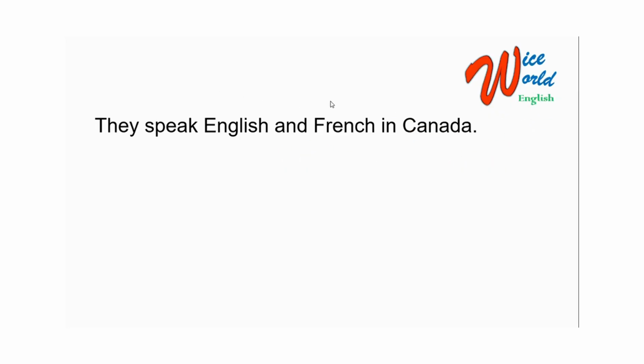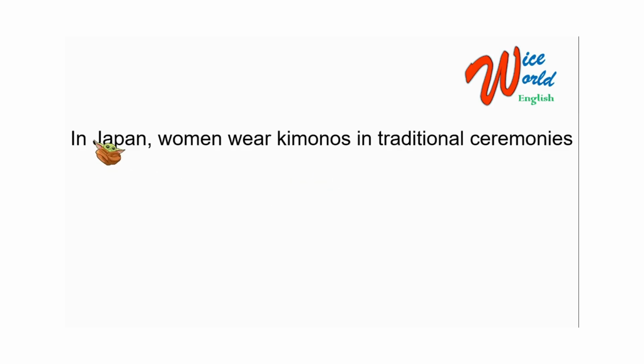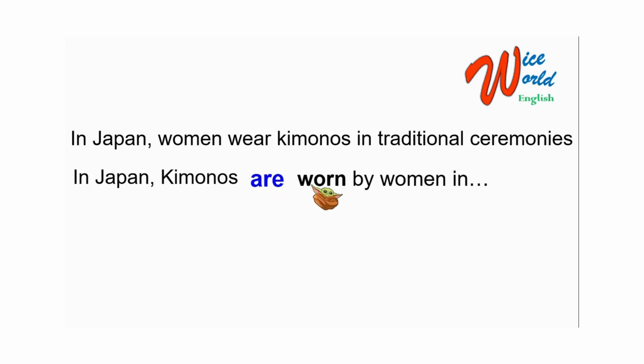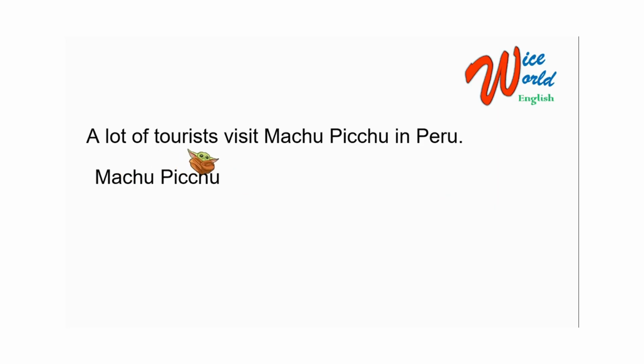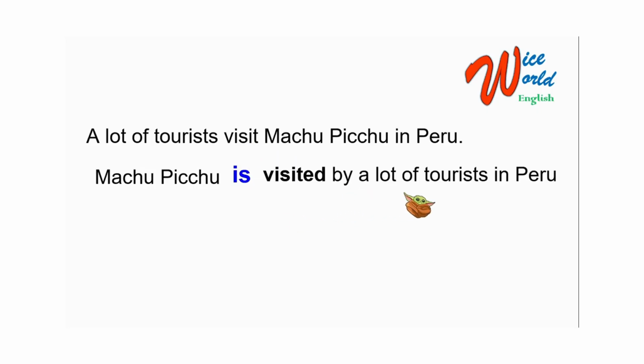I hope you have paused the video, and now let's check the sentences very fast. For example, the first one, they speak English and French in Canada. Changing the sentence to passive voice would be English and French are spoken in Canada. Okay, what about the second one? In Japan, kimonos, verb to be, are worn by women in traditional ceremonies. A lot of tourists visit Machu Picchu in Peru. Machu Picchu is visited by a lot of tourists in Peru.